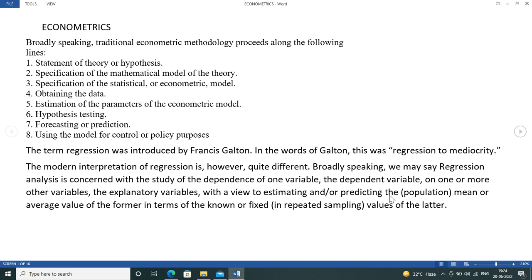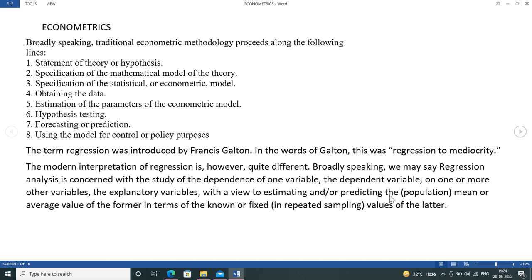Later we'll test the hypothesis, whether the parameters found in the earlier steps are statistically significant, and whether they make sense, whether they are to be considered as the true or near to true parameters. And later we'll use the results of the hypothesis testing in forecasting and prediction. And this model at the end can be used for control or policy purposes.